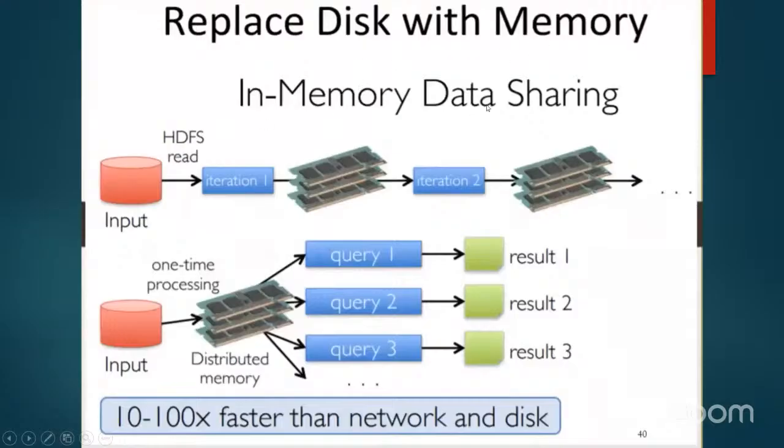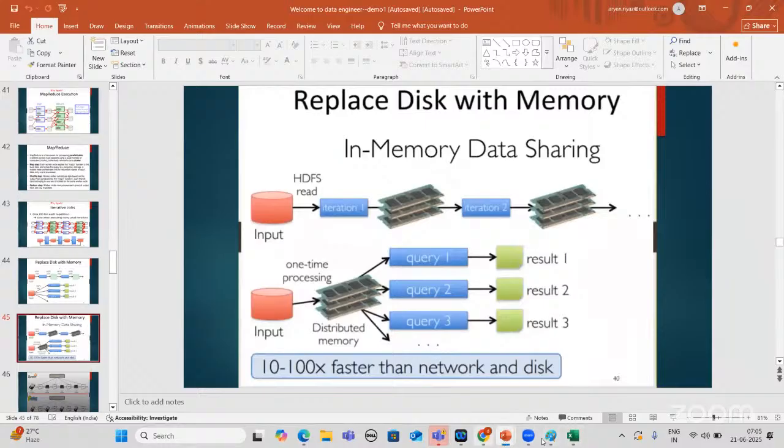In memory is nothing but temporary memory. So HDFS read input is a disk and we are iterating this through your RAM. RAM is nothing but in memory. So in one pass you have the input and you do all the querying inside memory. It is the concept of regular or traditional database management systems. It would be 100 times faster than your network and disk.